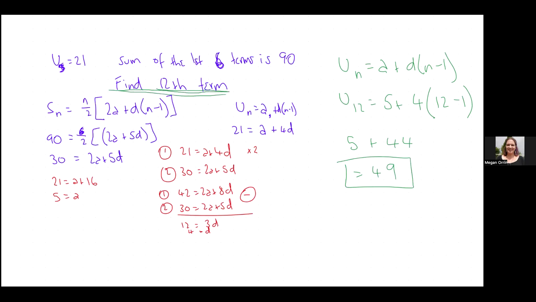So sometimes you need to find a lot of pieces of information, but always with these questions: what do I know? What can I start with? And if you end up with multiple unknowns, that should be your cue to go, I'm going to end up with simultaneous equations. How can I find a second equation where I can then solve things?